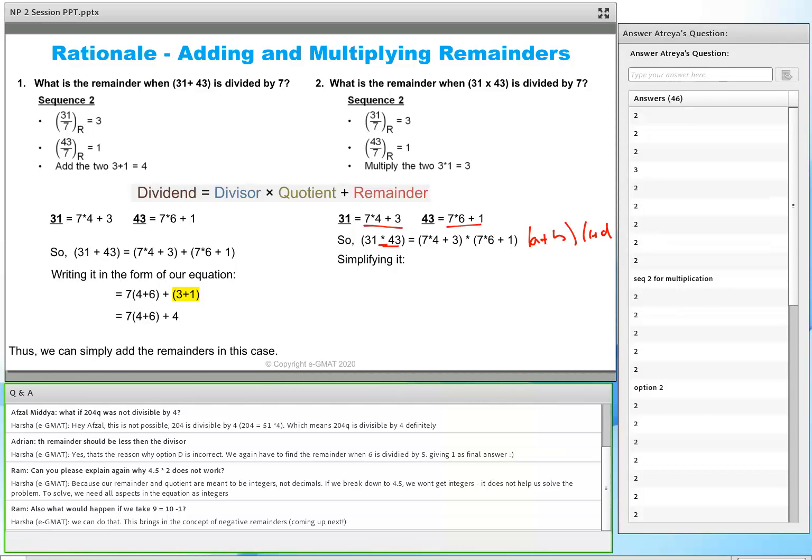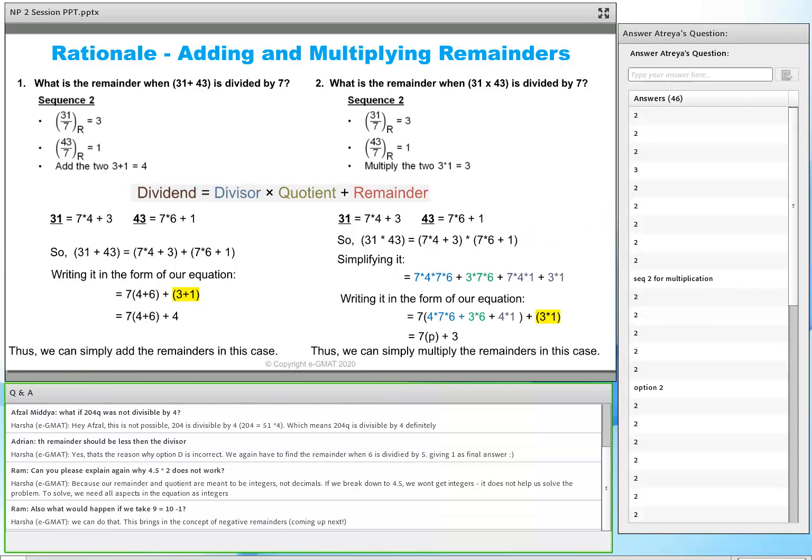Take this as an example. When I multiply these two terms together, what do I have? I have a times c, which is 7 times 4 times 7 times 6. Then I have a times d, which is 3 times 7 times 6. Then I have b times c, which is this, and then b times d, which is 3 times 1.